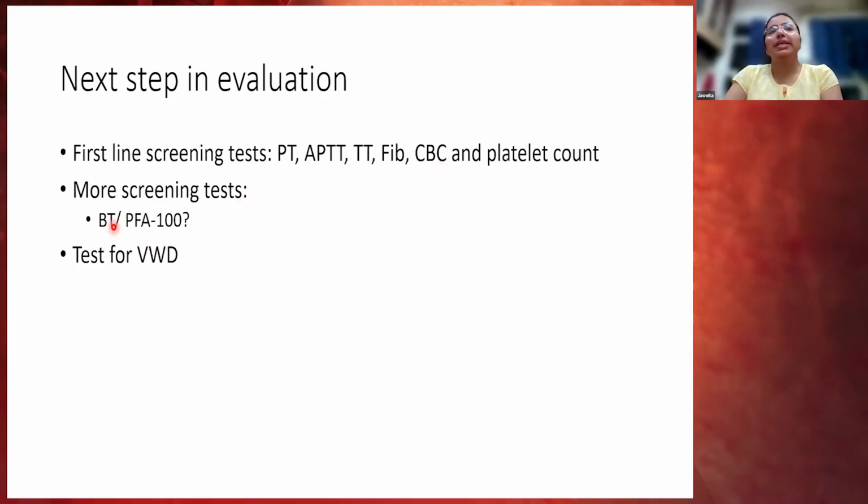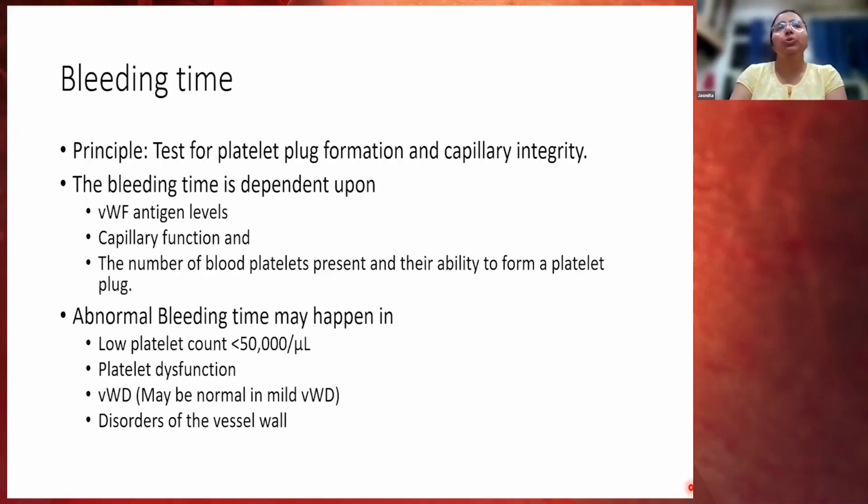With respect to more screening tests, we can do the PT, the bleeding time or the PFA-100 if we have it, and we also have to rule out von Willebrand disease. So these are the tests which we do for evaluation.